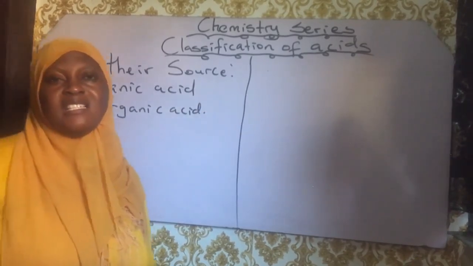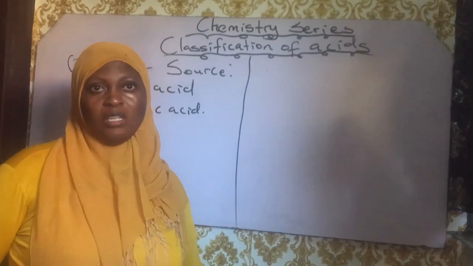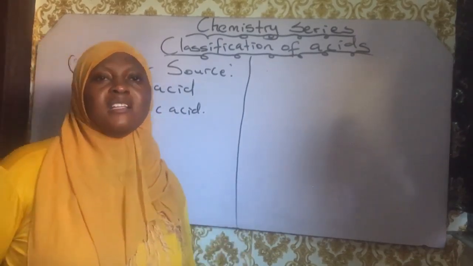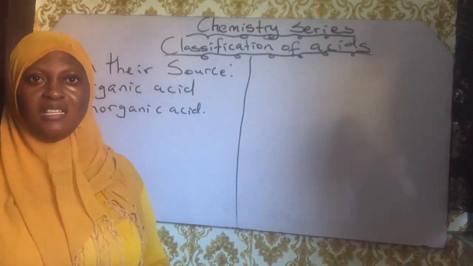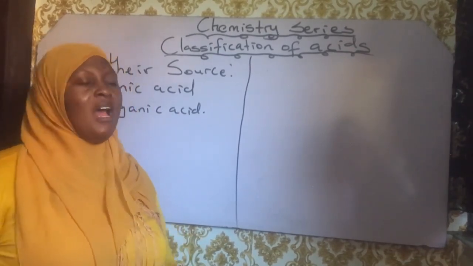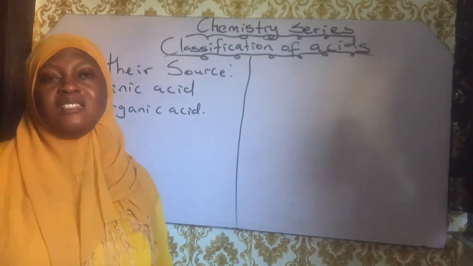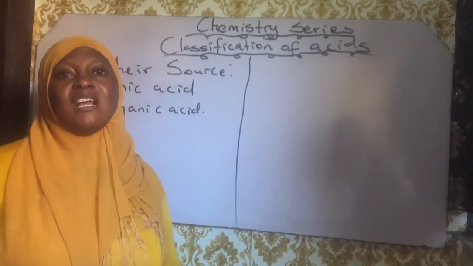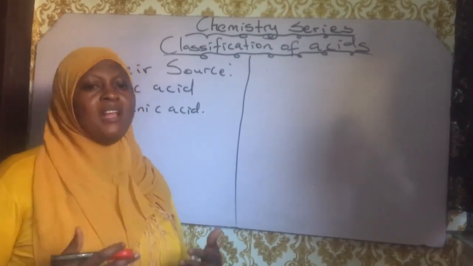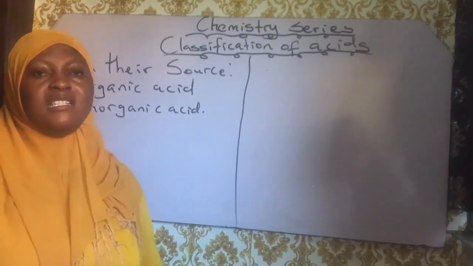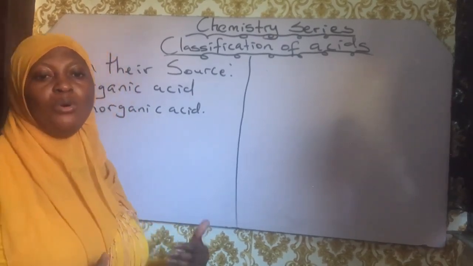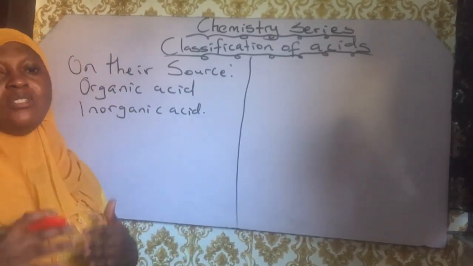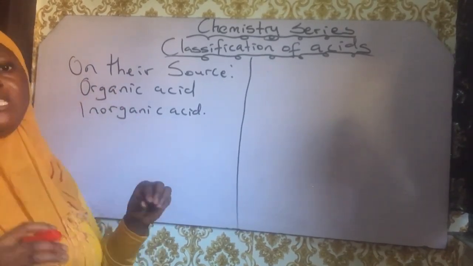The organic acids are gotten from living tissues. Example, you have the citric acid, lactic acid, ethanoic acid. And inorganic acids are synthesized in the laboratory. For example, your hydrochloric acid, your tetraoxosulfate 6 acid, your nitric acid. And most times, the organic acids are weaker compared to your inorganic acids. So this is classification of acids based on their source.